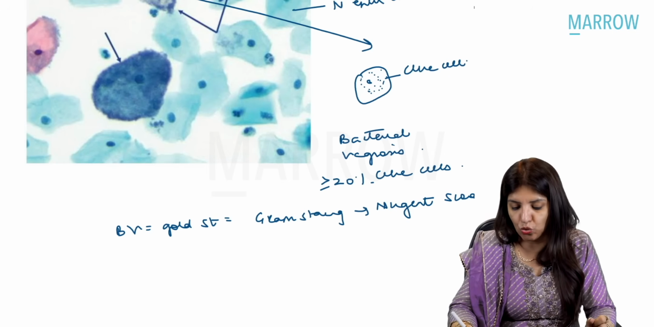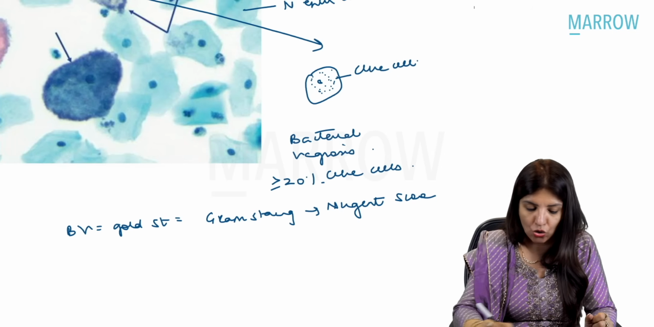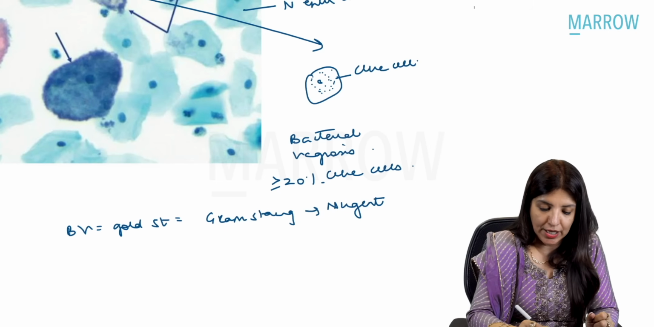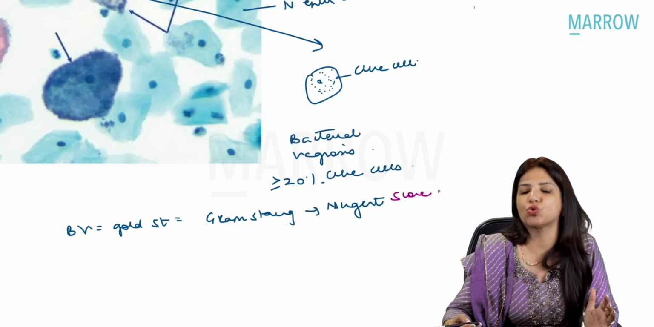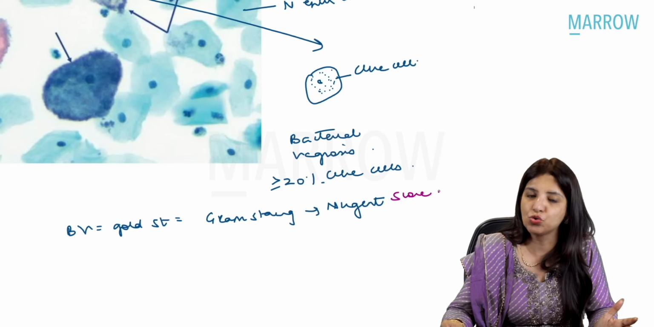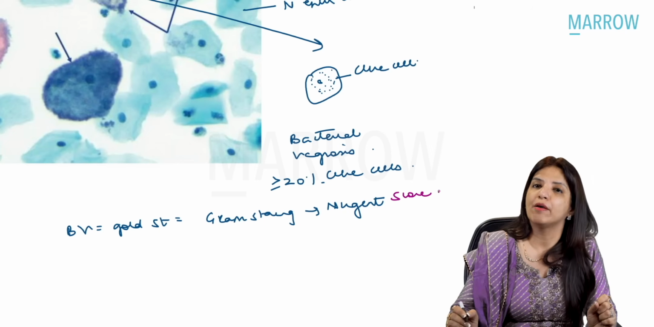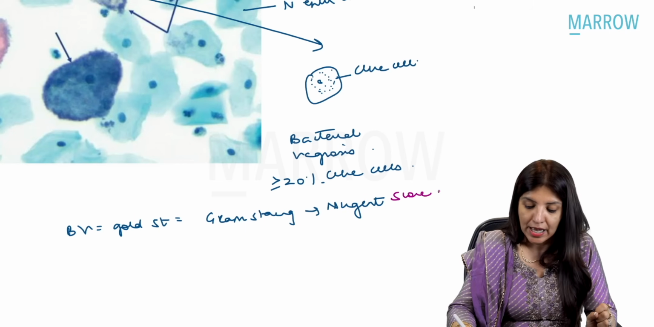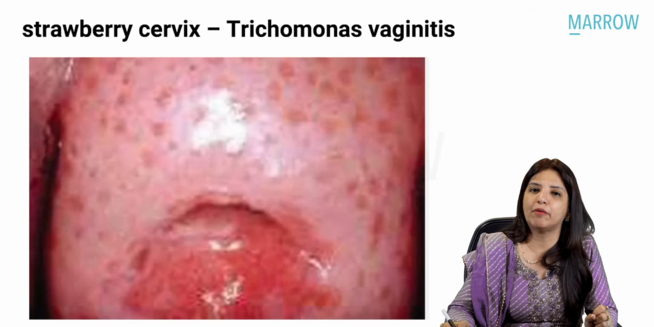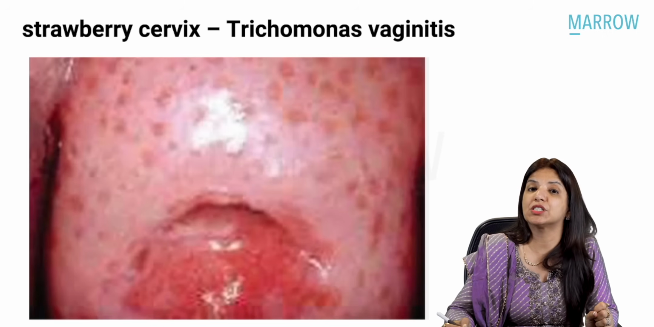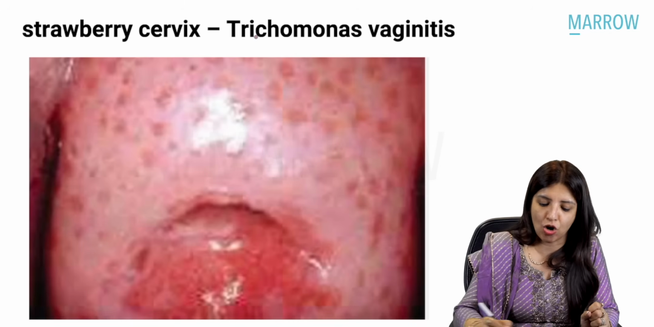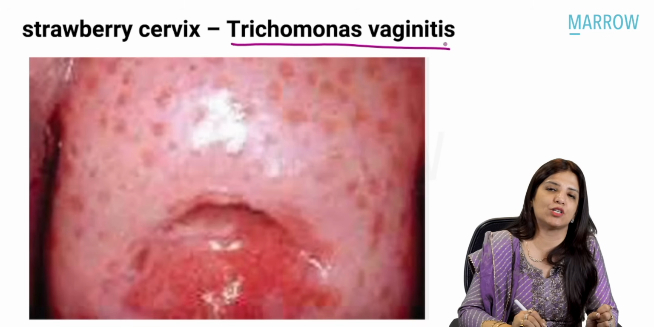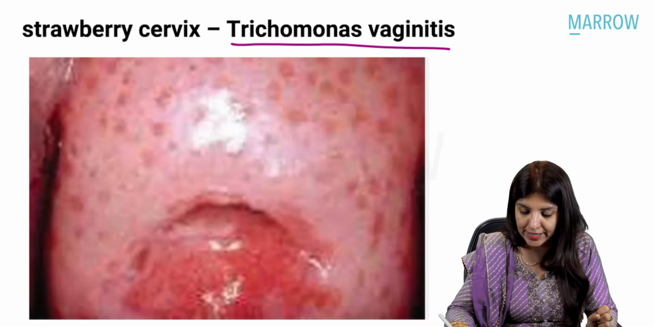And this Nugent score was something which was asked in your NEET-PG exam as well. Nugent score is done in which case? So Nugent scoring is done in case of bacterial vaginosis. Now this over here is a typical appearance where it appears as if the cervix has a strawberry-like appearance, and this is what is called a strawberry cervix, and this is seen in case of Trichomonas vaginitis.